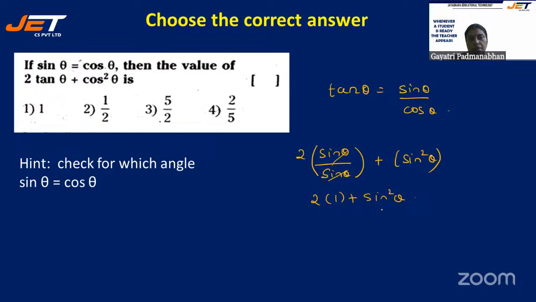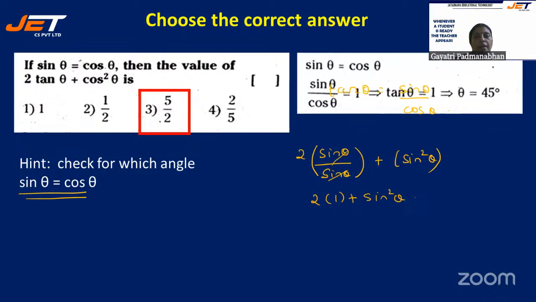Here we check for which angle sine theta is equal to cos theta. What if the theta value is such that both sine and cos are the same? Then sine theta by cos theta is equal to 1, which is equal to tan theta, which means tan theta is 1. When do you say tan theta is 1? When theta is 45 degrees.